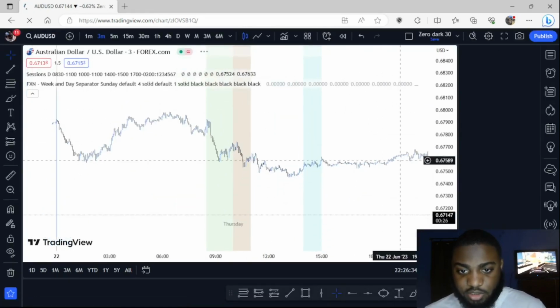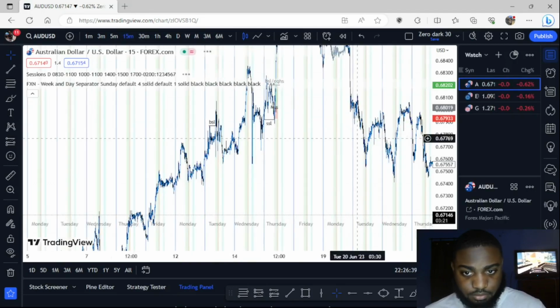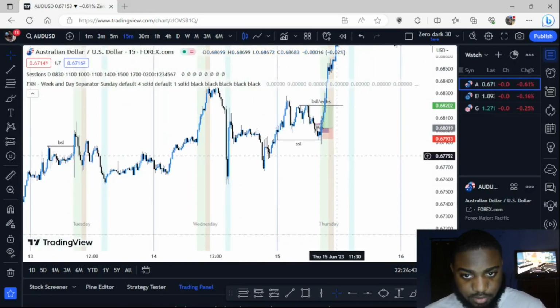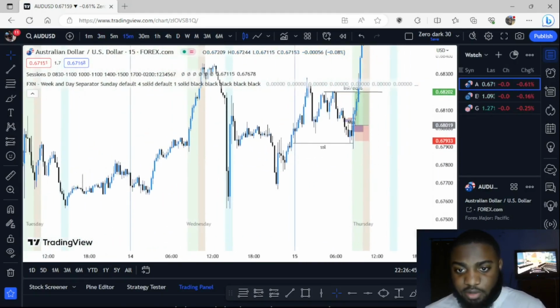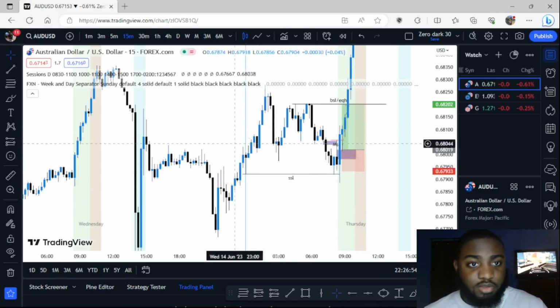Let me show you guys a trade example. I have a trade example. Pairing that with my other lesson, if you haven't looked, go look at my AUD USD trade study. I explained and broke down this whole trade right here.